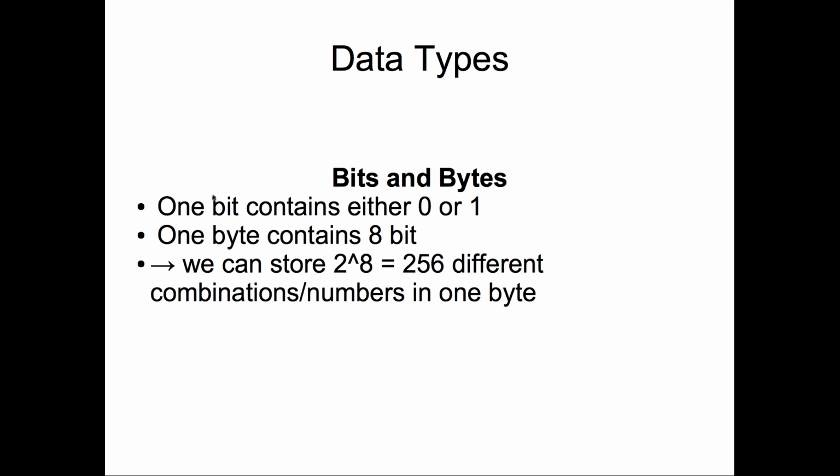So let's now talk about bits and bytes. 1 byte is the smallest data type there is in computer technology. It either contains 0 or 1, which means true or false. 1 byte contains 8-bit, which equals 256 different combinations or numbers in 1 byte.